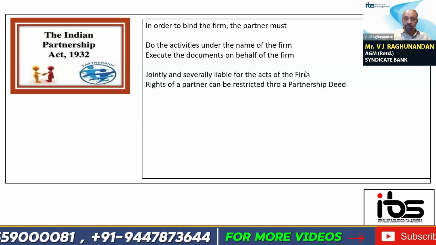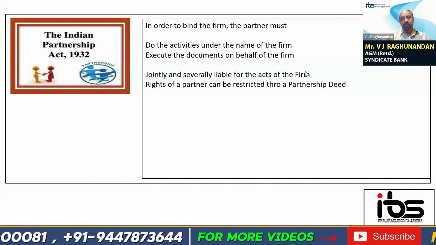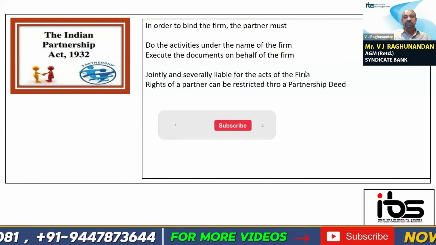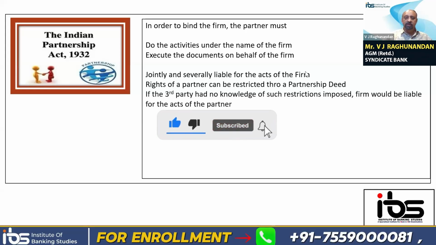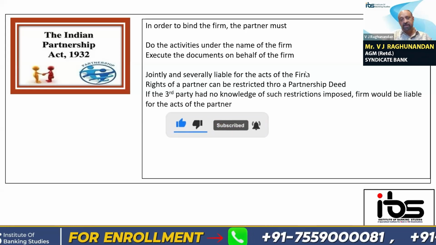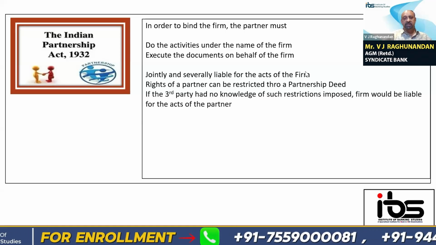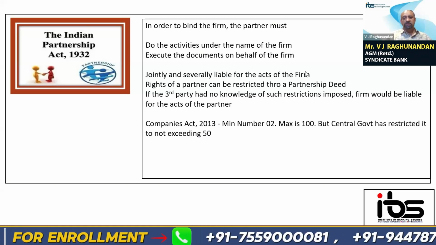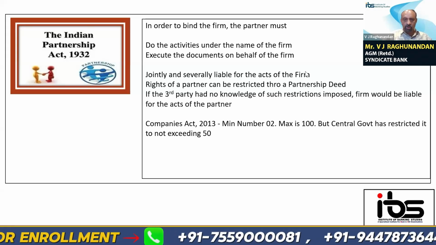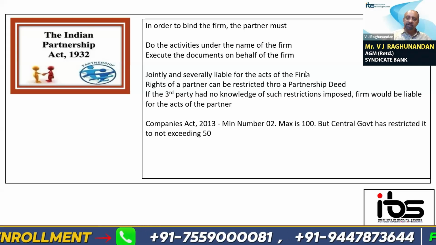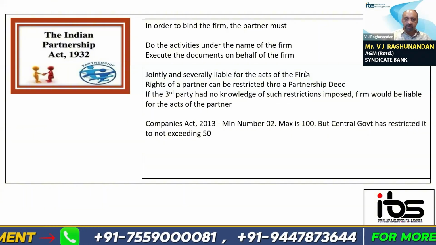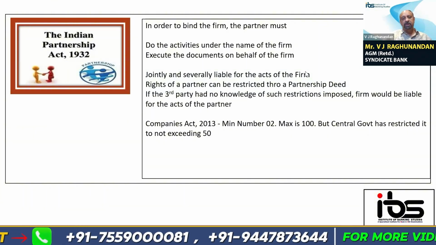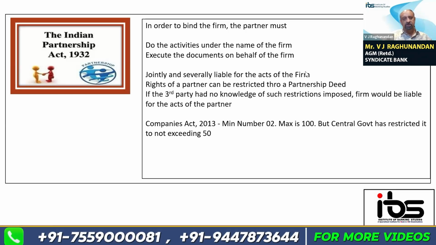And if someone who is dealing with a partnership firm is not aware of certain restrictions, then the firm would be liable for the acts of the partner in spite of the restriction in the partnership deed, right? Companies Act 2013, minimum number 2, maximum is 100, but the central government has for the time being restricted the maximum of partners in a partnership not to exceed 50.